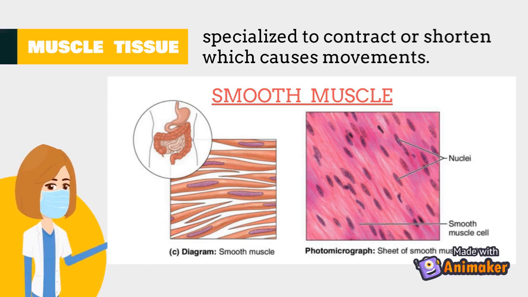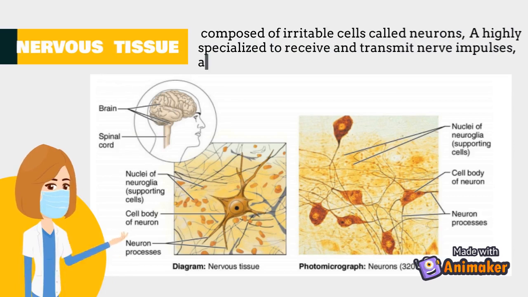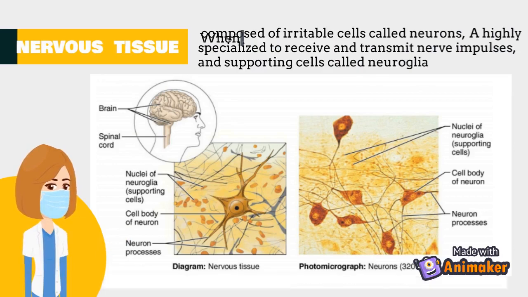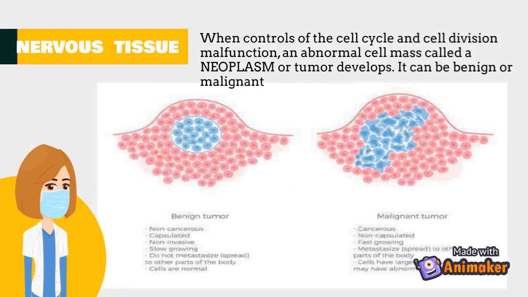Nervous tissue is composed of irritable cells called neurons, highly specialized to receive and transmit nerve impulses, and supporting cells called neuroglia. When controls of the cell cycle and cell division malfunction, an abnormal cell mass called a neoplasm or tumor develops. It can be benign or malignant.